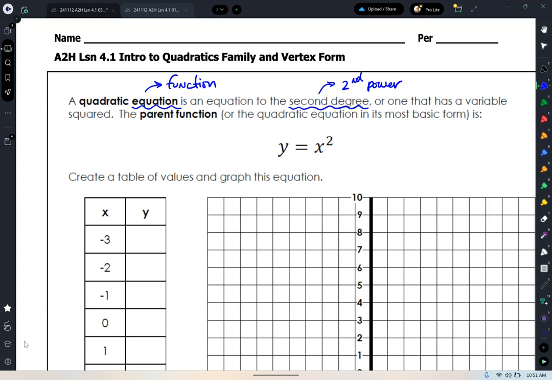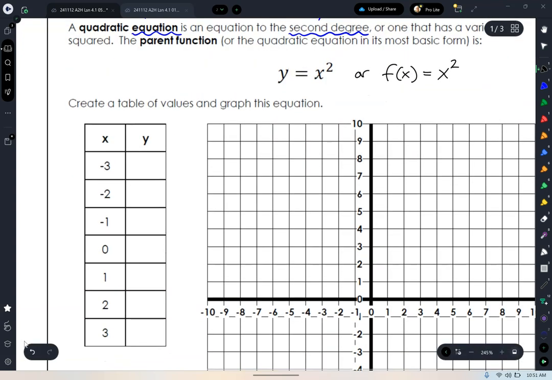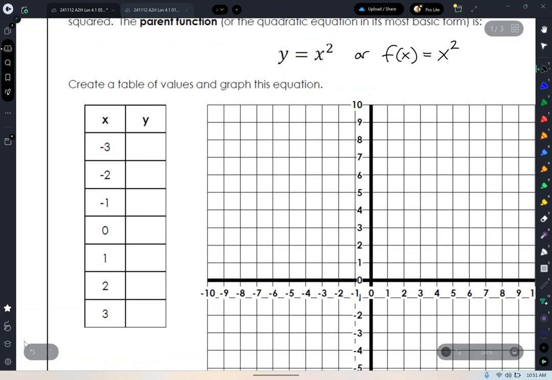Now the parent function for this is what you see here, y equals x squared, or f of x is equal to x squared, right? Those are the same things. And so being able to bounce interchangeably between the y and the x, or the f of x, and x is obviously important for us. And then we've seen this parent function already, right?